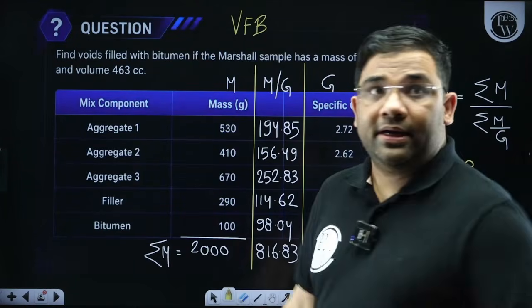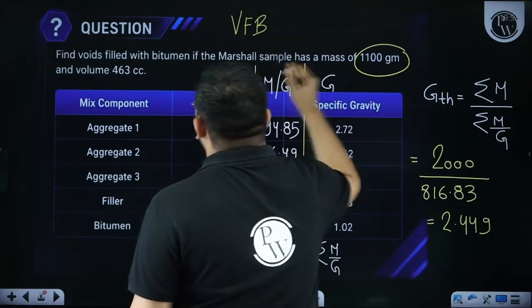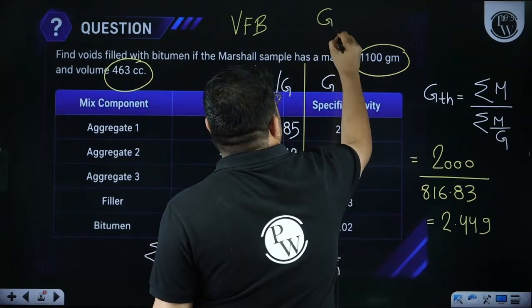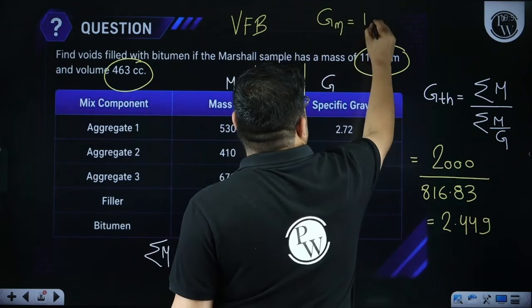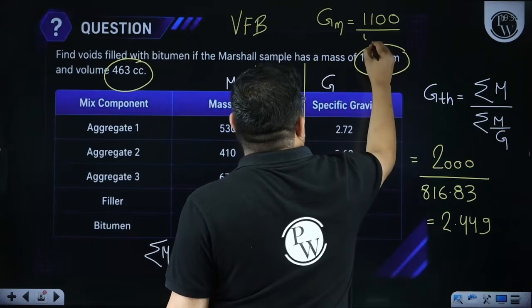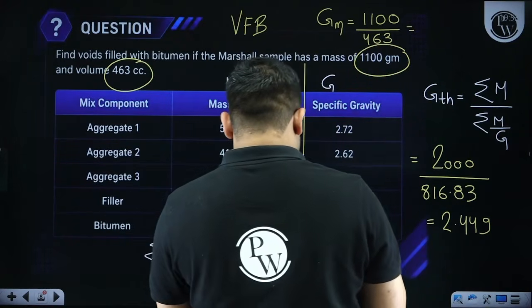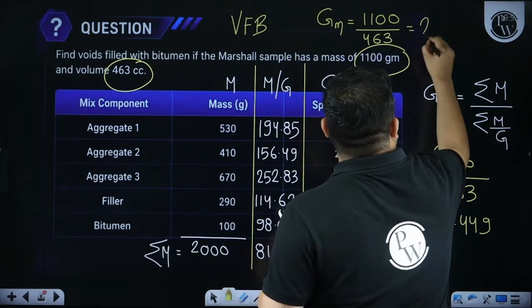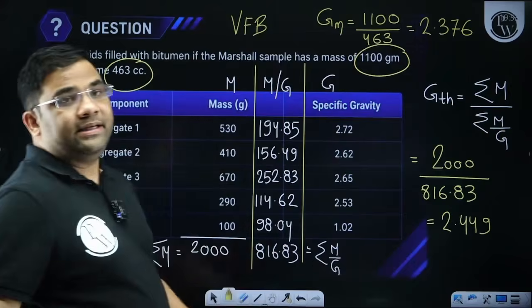Then what I can do is I can do this from the sample. Mass is given and the volume is given. So I can find out the actual specific gravity of the mix, or the bulk specific gravity: the mass of the sample divided by the volume of the sample. So how much I am getting? This is 1100 divided by 463. I am getting a value of 2.376.